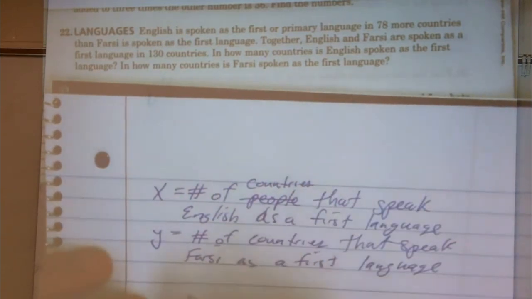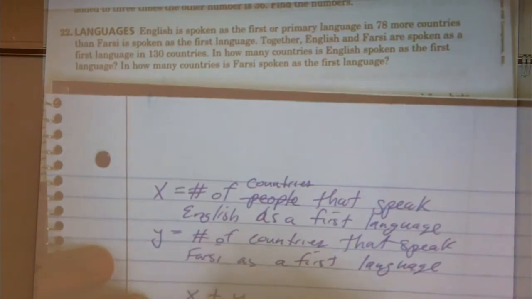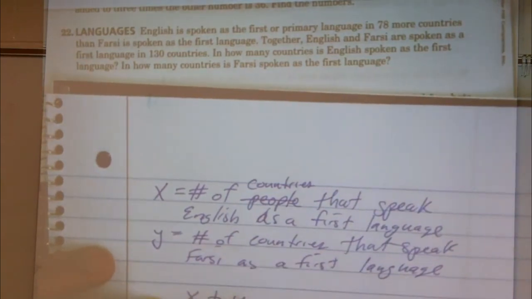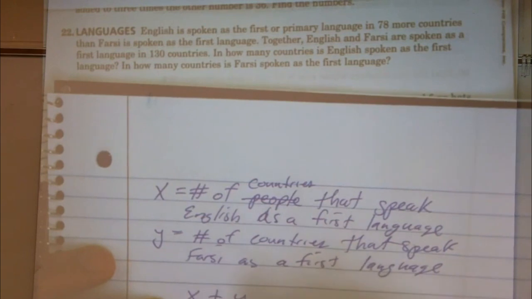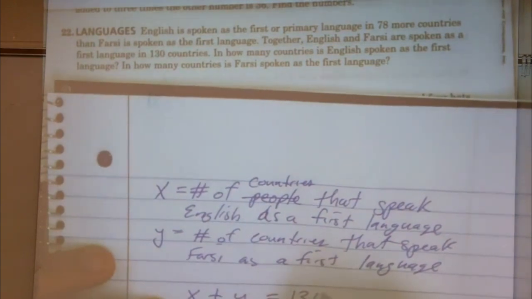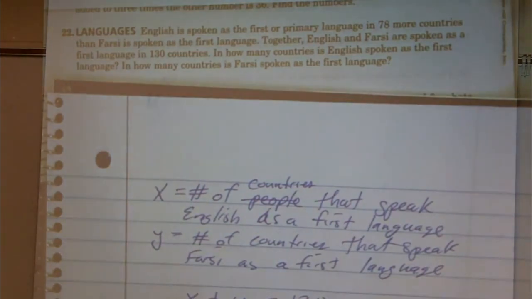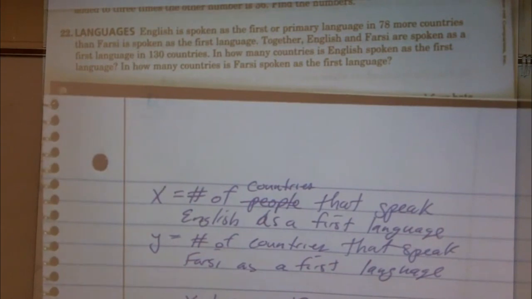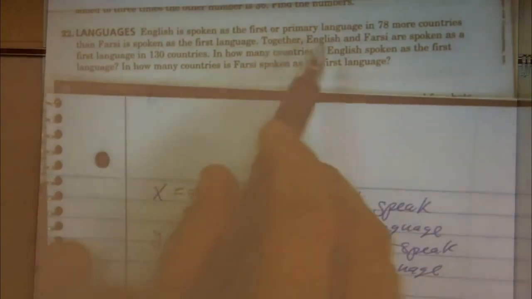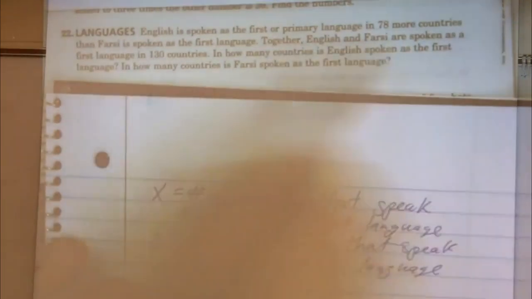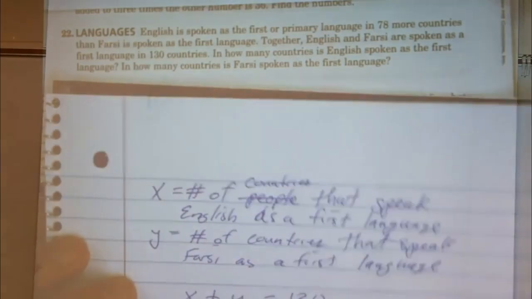So it says x plus y, the number of countries that speak English plus the number of countries that speak Farsi equals 130 countries. Right? So it says right there, together, English and Farsi are spoken as the first language in 130 countries.